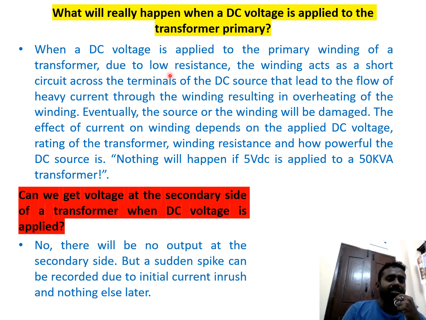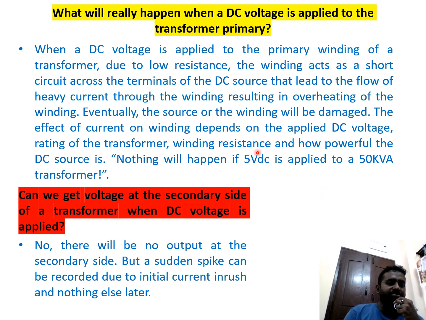That means whenever you are giving some DC voltage, because the winding resistance is very small, it gets overheated and it may burn. But it also depends on the value of the DC voltage that you are giving. If, let's say, 5 volts DC is applied to a 50 kVA transformer, nothing will happen. The rating of the transformer, winding resistance, and how powerful the DC source is, is what actually matters. So if you are applying a very high DC voltage to a 50 kVA transformer, obviously due to the low resistance of the winding, it will burn.